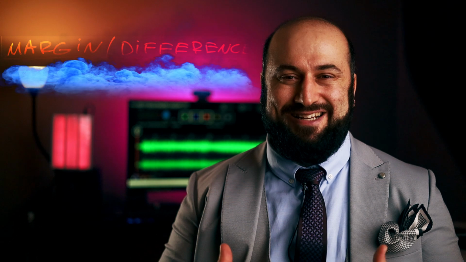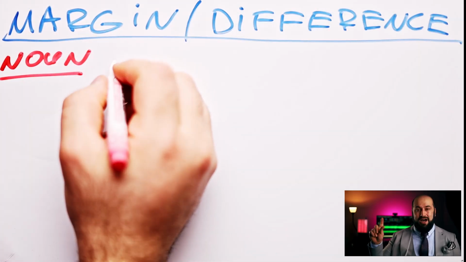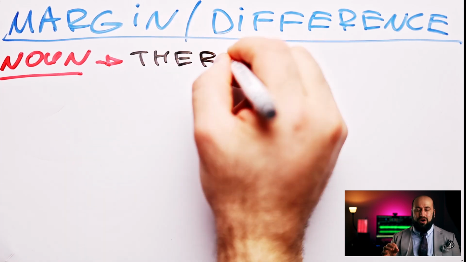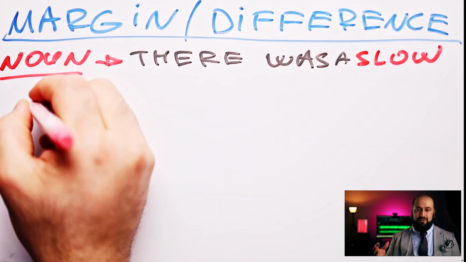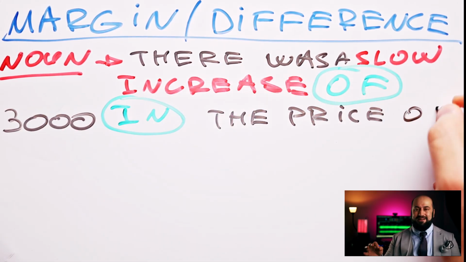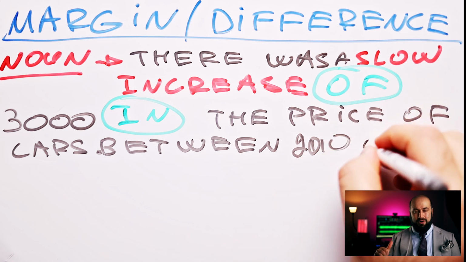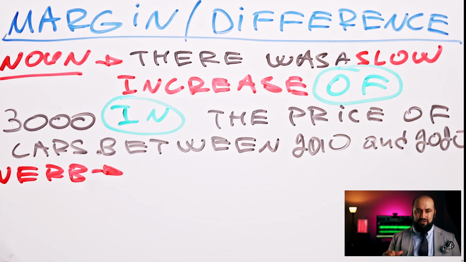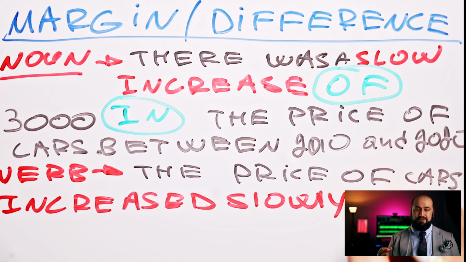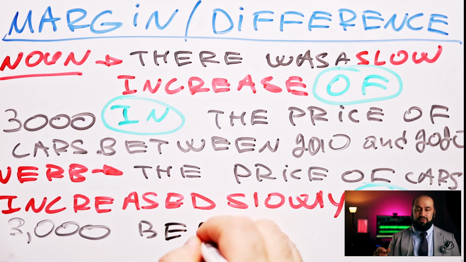Last one is a margin or the comparison, any way you want to call it actually. So let's get started. You can construct it in 2 ways, noun and a verb. So let's construct it with the noun format first. There was a slow increase of £3,000 in the price of cars between 2010 and 2020. Next one is a verb format that you can actually use. Let's have a look actually how that works. The price of cars increased by £3,000 between 2010 and 2020.